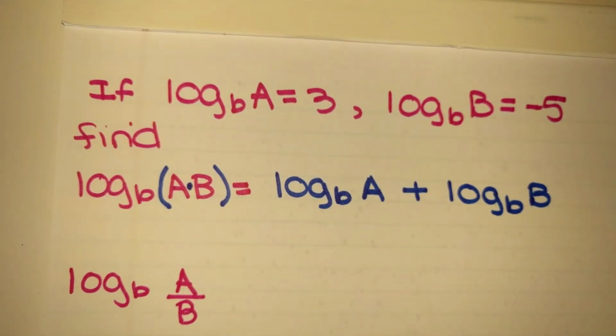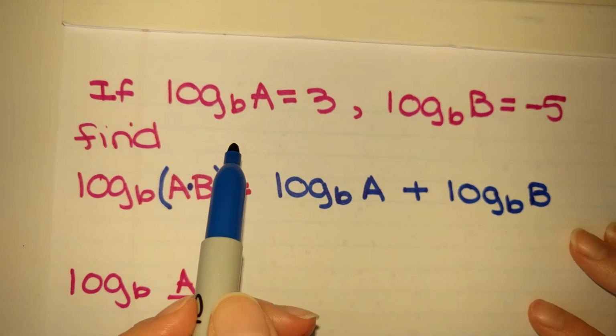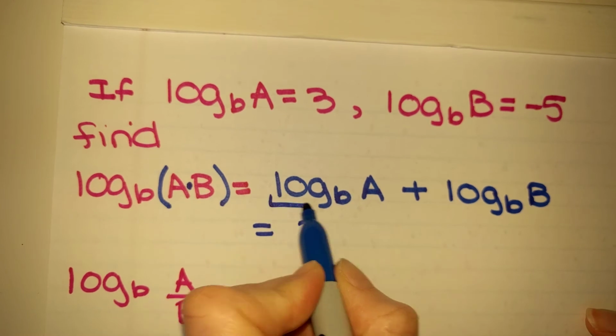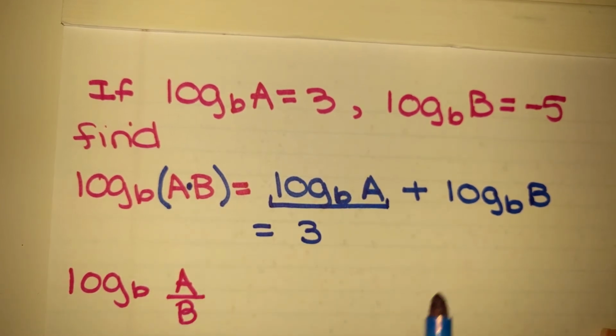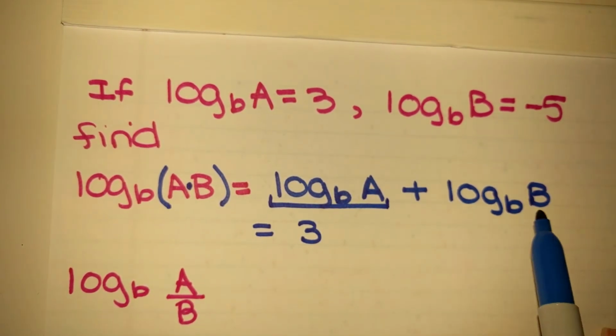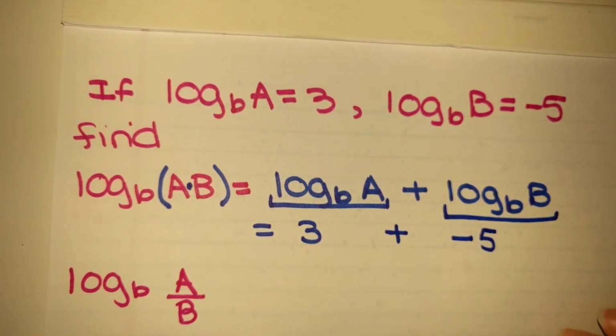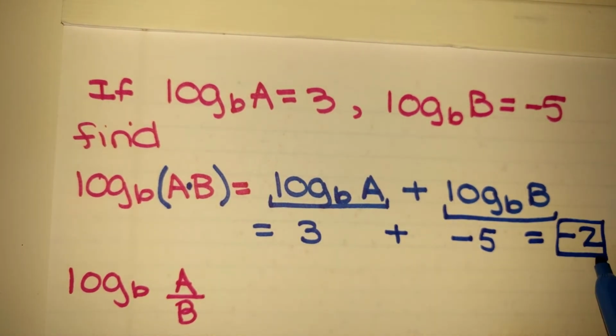And then from there, you just substitute in what you know. So they've told us that log base b of a is 3. So we'll plug in that whole quantity is going to be equal to 3. And they've also told us that log base b of capital B is -5. So we'll plug in the quantity of -5. So then you just have 3 minus 5, and so this will evaluate to -2.